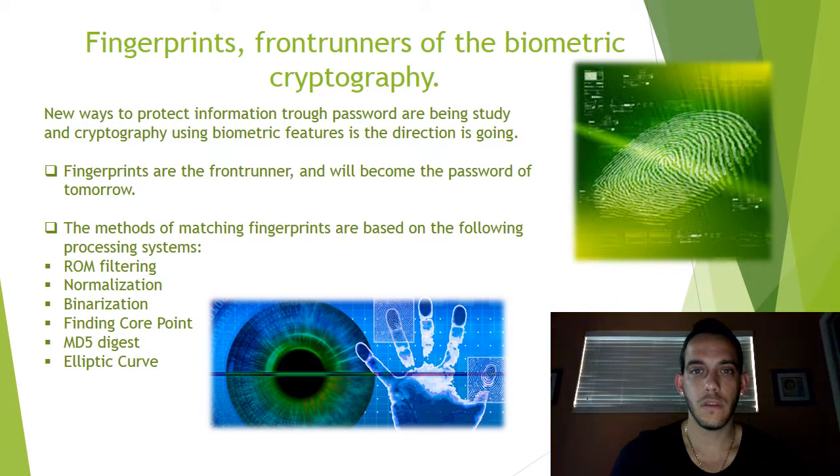The methods of matching fingerprints are based on the following processing systems. Room filtering, which is nothing else than what its name says it. It filters the image of the fingerprints to remove any kind of noise from the image. The filters used for these procedures is more accurate than other common filters. Normalizations, which consist on removing the sensor noise and finger pressure difference between capturing and processing the actual fingerprint image.